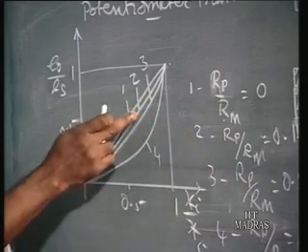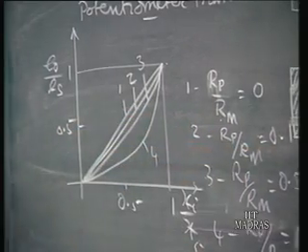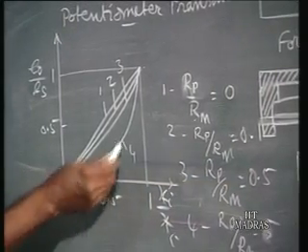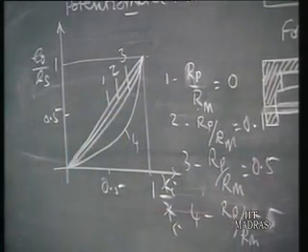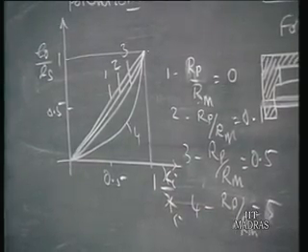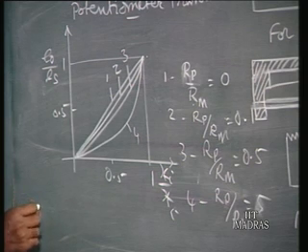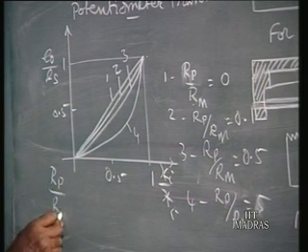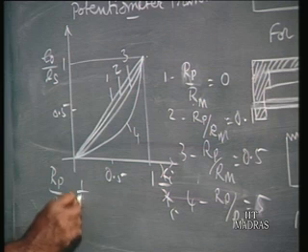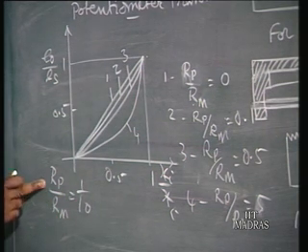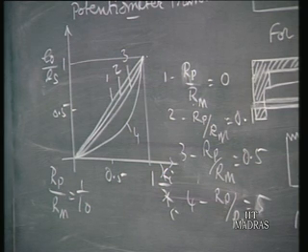So curve 2 is for Rp by Rm equal to 0.1, curve 3 is for the ratio 0.5, and for 4. See, when the ratio increases, you will find non-linearity also increases. So in order to keep the error within limit, the loading effect within limit, Rp by Rm is normally selected as 1 over 10. So the meter resistance should be at least 10 times the total resistance of the potentiometer in order to have the error within limit.